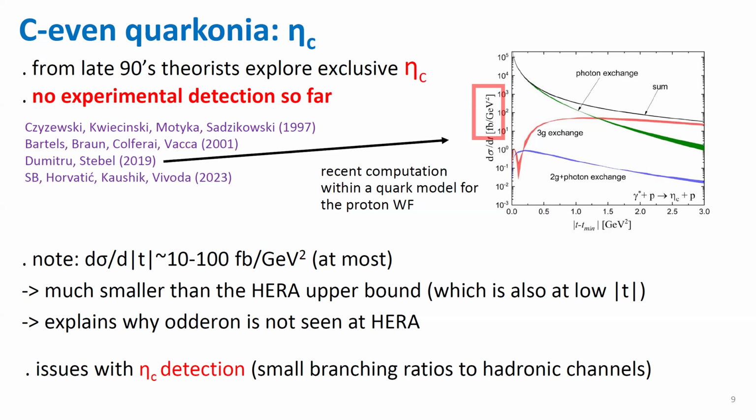It has a very small branching ratio to hadronic channels and to gamma-gamma. So it was a theoretical playground, and recent model computations concluded a cross-section that should be around 10 to 100 picobarns per GeV squared at most. If you want, you can compare this to the limit that was set by HERA. Of course, this is not an apples-to-apples comparison because this is eta C, and before we had pi zero. But these more recent model computations seem to point out that there is just a simple reason we haven't seen this process at HERA. It's just that the cross-section is too small.